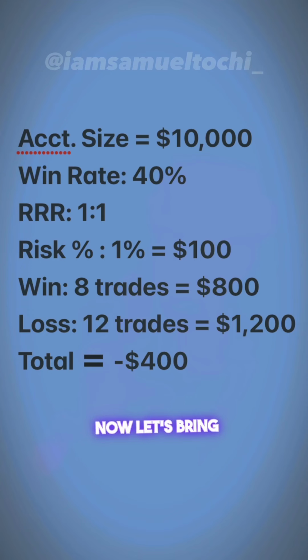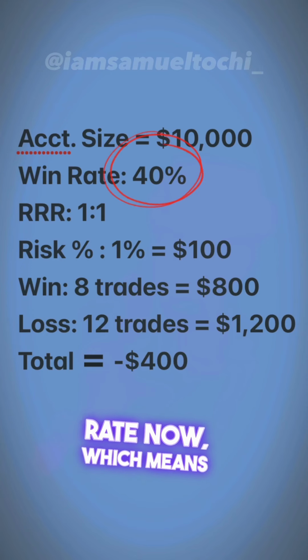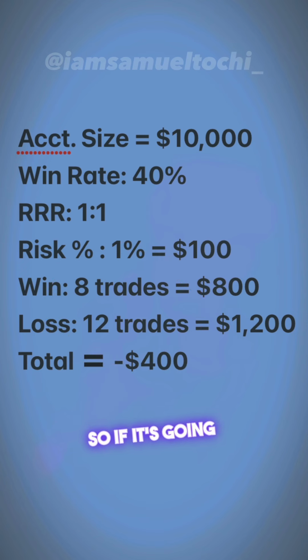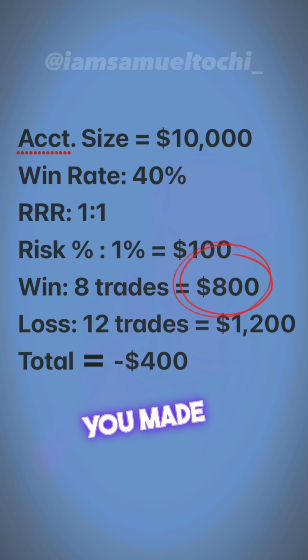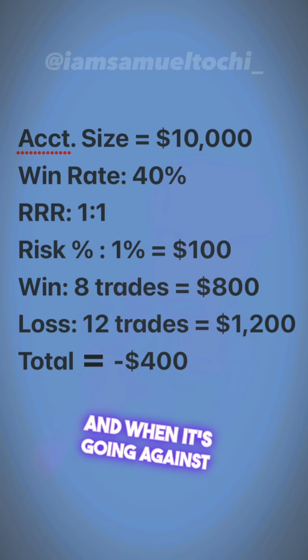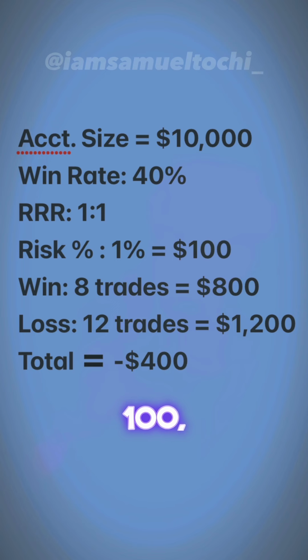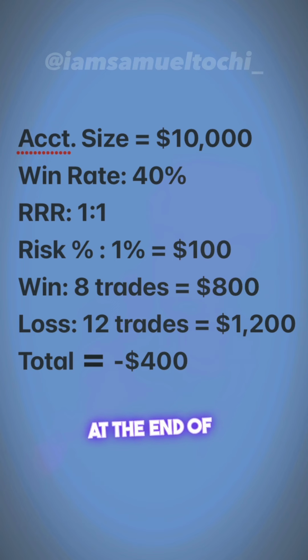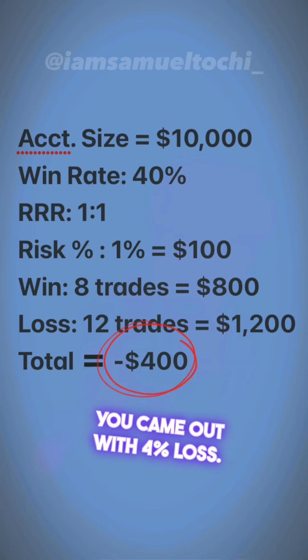Thank God your account even was at break even. Now let's bring it to 40% win rate, which means you won 8 trades, you lost 12 trades, right? So if it's going in your favor, you made 800. Remember, it's 1:1. You are still risking 1%. And when it's going against you, still 100, 12 trades, 1,200. So at the end of 20 trading days, you came out with 4% loss.